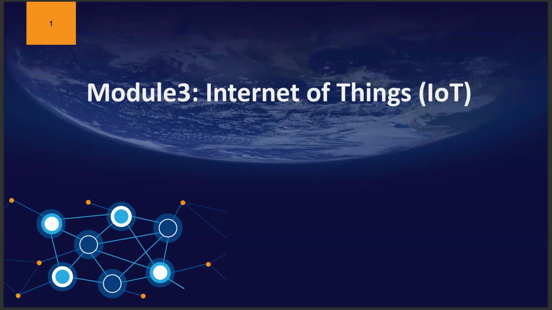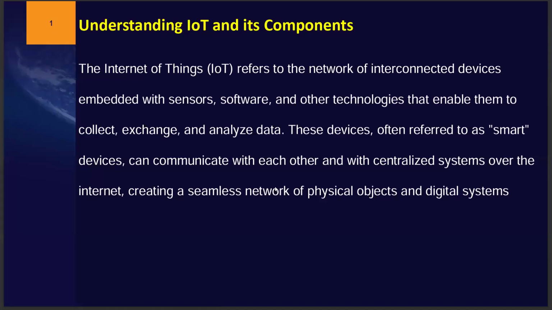So that is our understanding about Internet of Things. So let's see how we can look at it in that way. Understanding of IoT, which is Internet of Things, and its components. By its definition, it refers to the network of interconnected devices embedded with sensors, software, and other technologies that enable them to collect, exchange, and analyze data. So that's what you could say about the definition of Internet of Things.